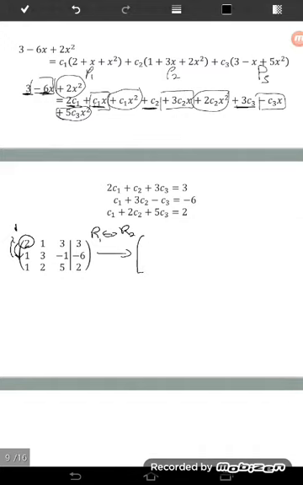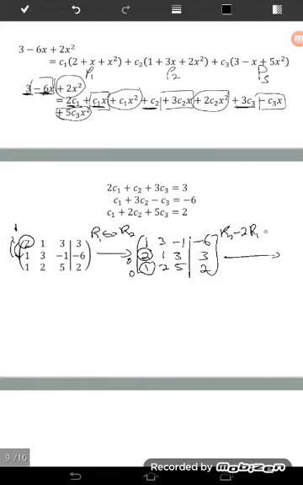So I have here 1, 3, negative 1, negative 6. Then here 2, 1, 3, 3. And then 1, 2, 5, 2. Then next we make this one become 0, and this one also become 0. So therefore we use row number 2 minus 2 times row number 1 and put back at row number 2. And then for the third row, we use row number 3 minus row number 1 and put back at row number 3.